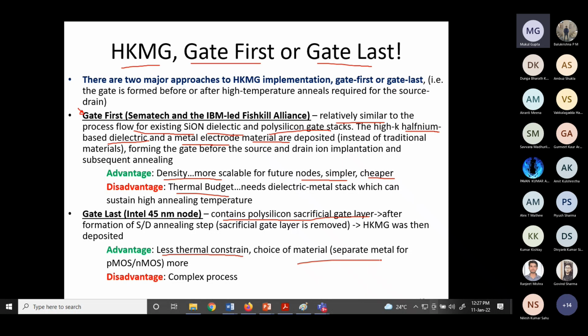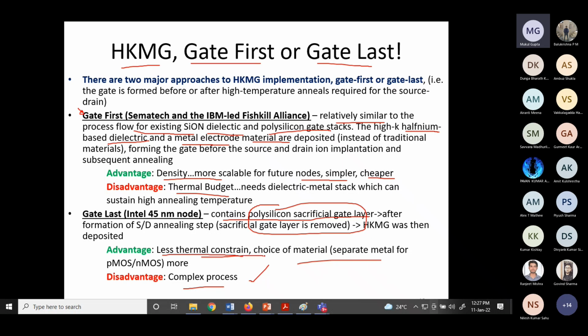What about the disadvantage? It is a complex process, because you are depositing polysilicon, and then at the end you are removing polysilicon. So this sacrificial layer of polysilicon is a little extra step. But you get an advantage that way, like you can use any metal you want.